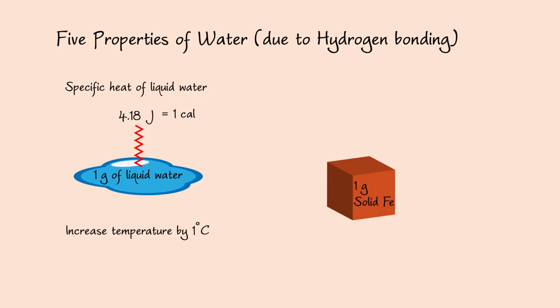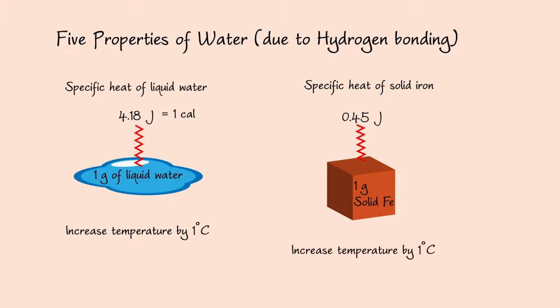Solid iron, on the other hand, has much lower specific heat of 0.45 joules. It only takes 0.45 joules to raise the temperature of 1 gram of solid iron by 1 degree Celsius. So what causes water to have such high specific heat? The answer is hydrogen bonds.